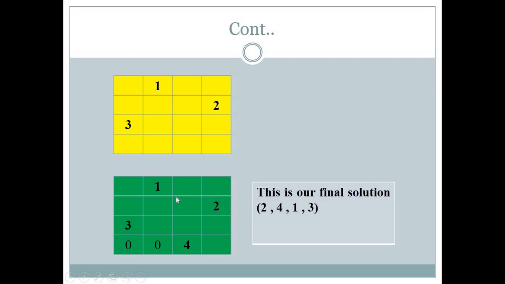For example, queen 1 will be on the first row and second column. Queen 2 will be on the second row and fourth column. Queen 3 will be on the third row and first column, and queen 4 will be on the fourth row and third column. So 2 is a column number and the index of these queens is the row number. Okay, so this is a solution for our 4 cross 4 queen problem. There can be more solutions of this type of problem. Also, with the same technique we can solve the 8 queen problem.